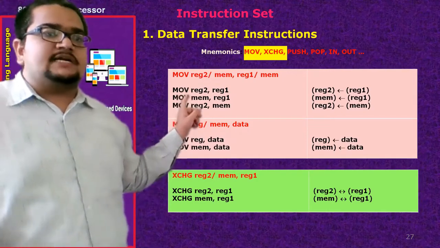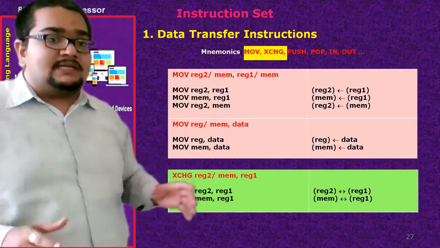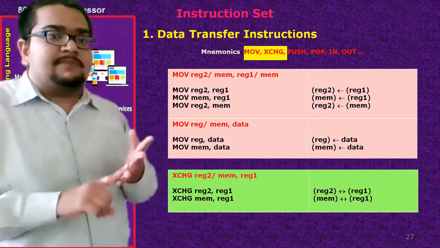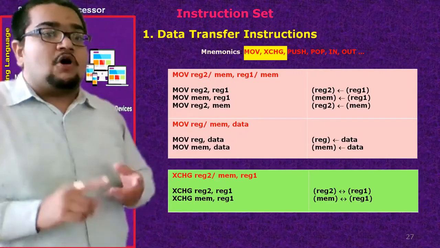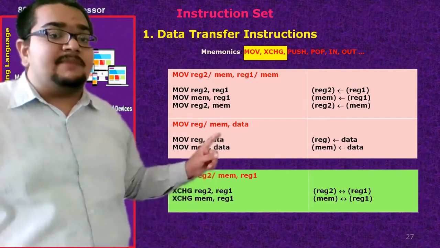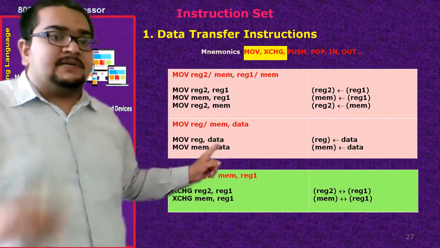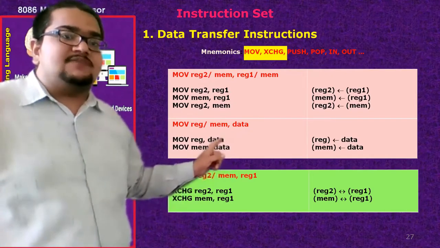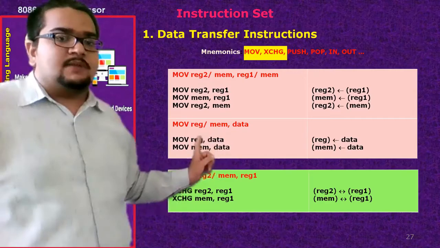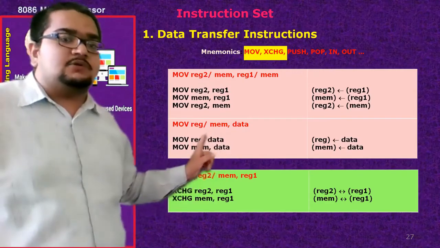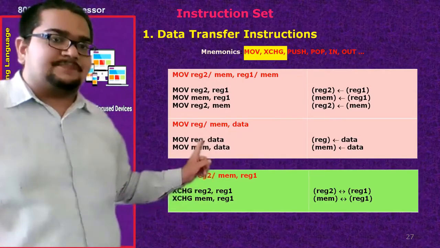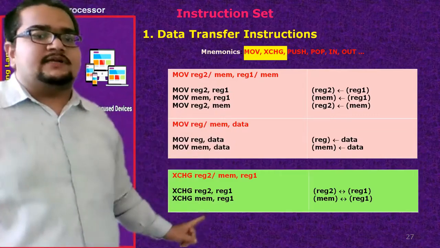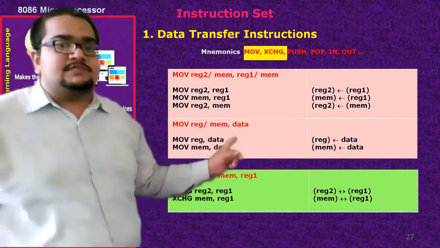And always the source and destination, as I said, could be anything. It can be a register, it can be a memory location, it can be an IO port, or in some cases it can be immediate data also. We have seen the immediate addressing mode where our data itself is given in the instruction. So we are moving the data given in the instruction into the given register in that instruction. So these are all the different ways of handling the move instruction.